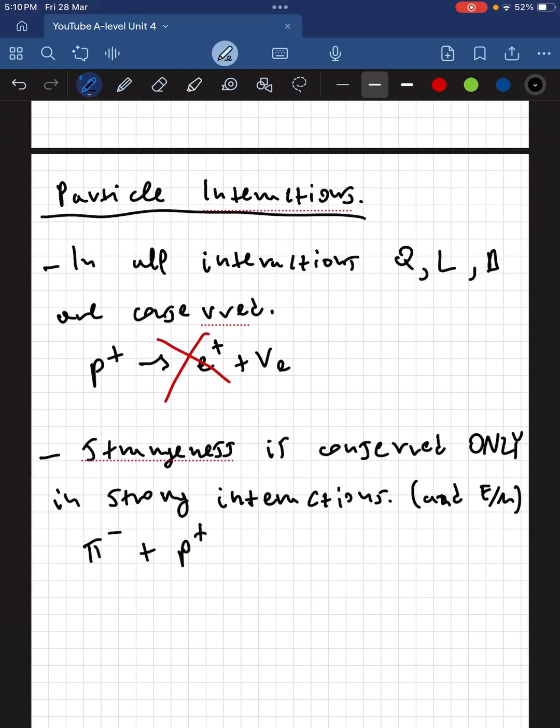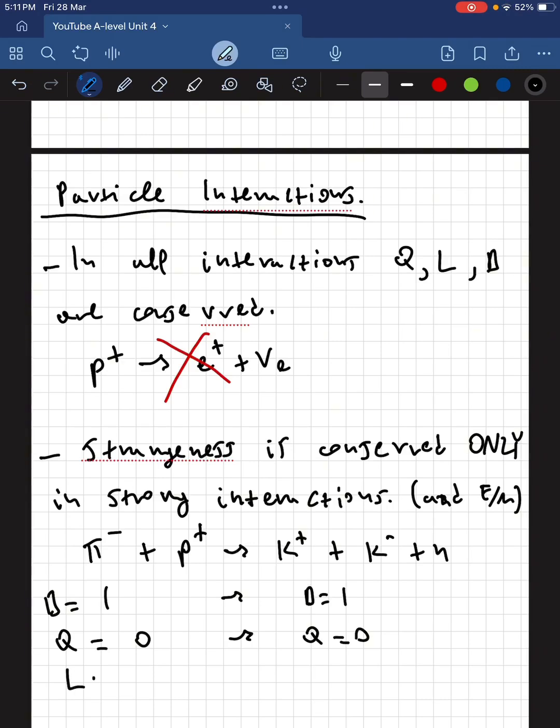A pion interacting with a proton gives a positive kaon plus a negative kaon plus a neutron. On the left-hand side we have a proton, so the baryon number is 1. On the right-hand side we have a neutron, so the baryon number is also 1. The charge is 0 before and after. The lepton number is 0 because we have no leptons before or after. The strangeness is 0 before, and after, the positive kaon has a strangeness of 1 but the negative kaon has a strangeness of -1, so we have 0. So this is a strong interaction, because strangeness is conserved.